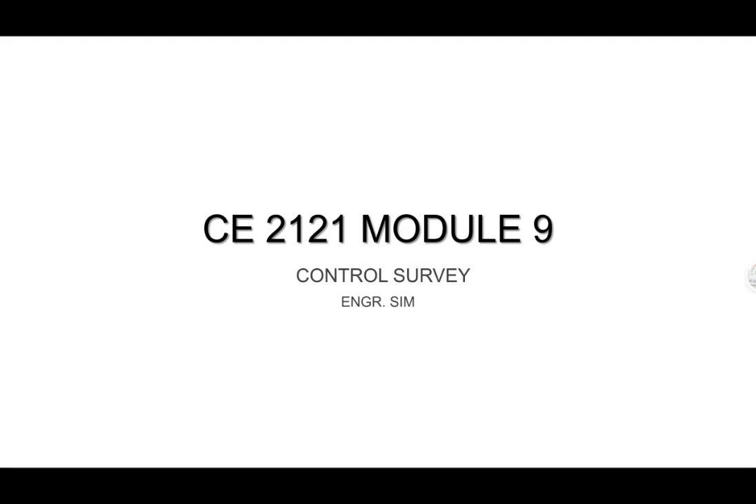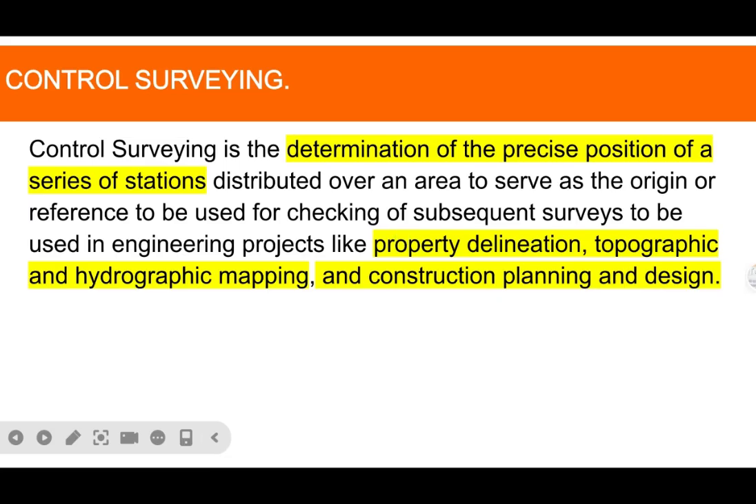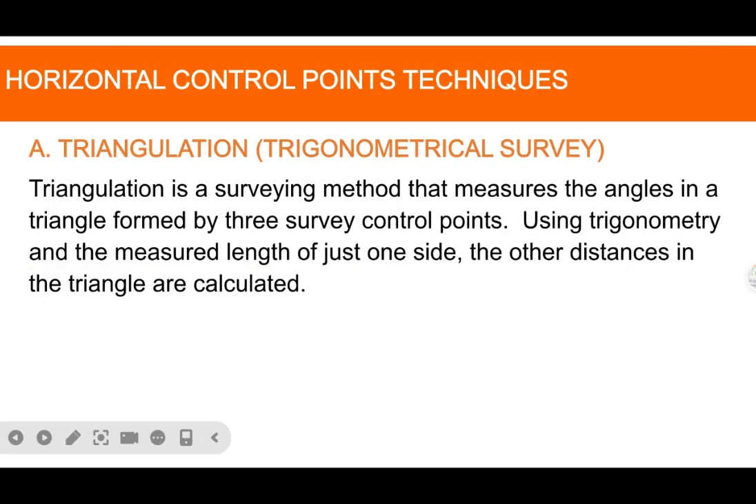This is CE 2121 Module 9. We're going to talk about control survey. So what is control survey? Control survey is a determination of the precise position of a series of stations which is distributed over an area to serve as the origin or reference to be used for checking of subsequent surveys that is used in engineering projects such as property delineation, topographic and hydrographic mapping, and then of course, construction planning and design.